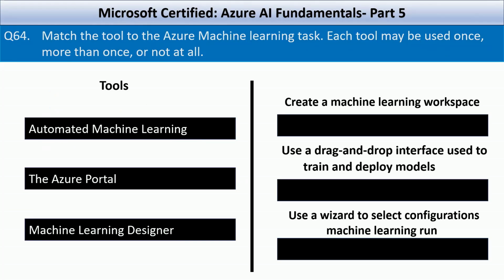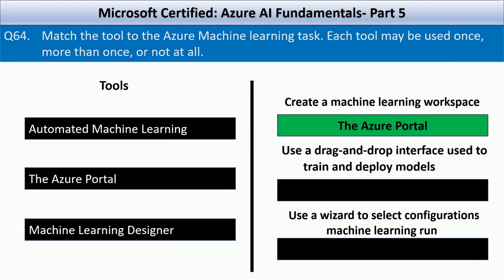Match the tool to the Azure Machine Learning task. Each tool may be used once, more than once, or not at all. And the three tools in the question are Automated Machine Learning, the Azure Portal, Machine Learning Designer. Now, friends, the first task is create a machine learning workspace. And friends, you use Azure Portal to create and manage resources like machine learning workspaces.